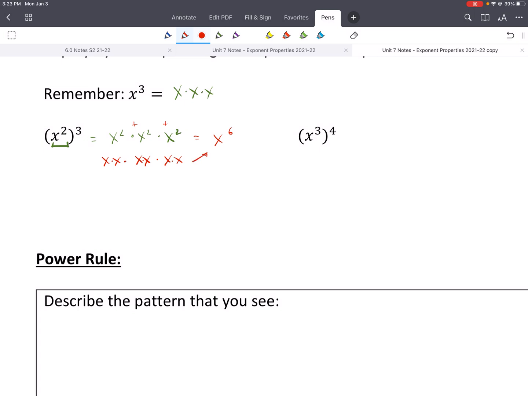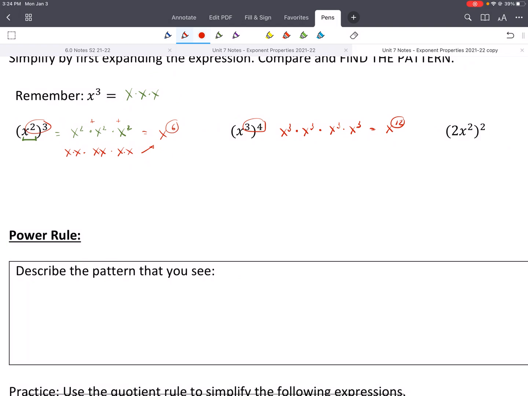All right, let's do another example. This would be x to the third times x to the third 4 times. Okay, again, we could use either way. We can expand again, or 3 plus 3 plus 3 plus 3 is 12. So what's the pattern? What do we see? We have a 2 and a 3, and it gives you 6. We have a 3 and 4, and it gives you 12. So hopefully you're getting what happens is you multiply their exponents.